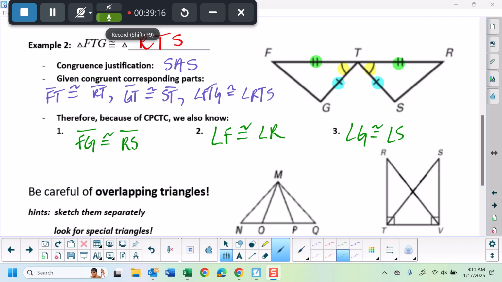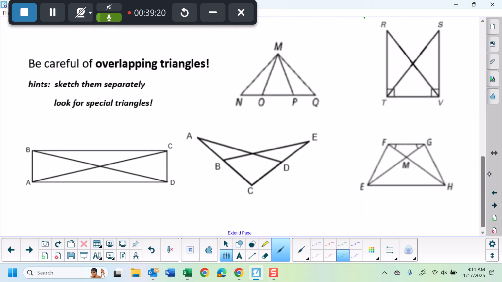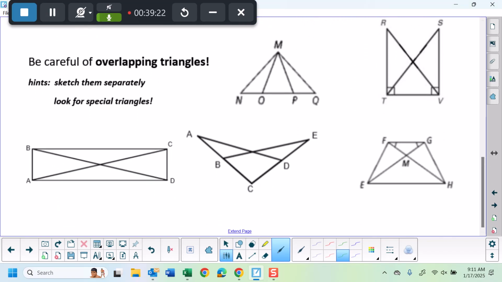So in this lesson, we're going to put you into proving things, and a lot of times you end up with overlapping triangles. And we gave you a bunch of examples of diagrams that have overlapping triangles. And if you have a pen of another color, this is a good time to have it out. If you don't, you can grab one of my colored pencils. But it's important that you see a bunch of different triangles in these pictures.